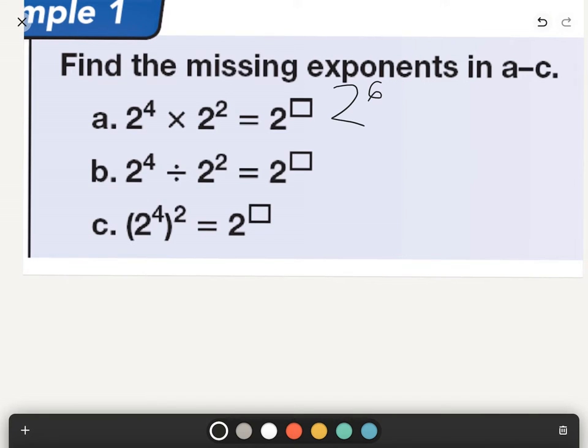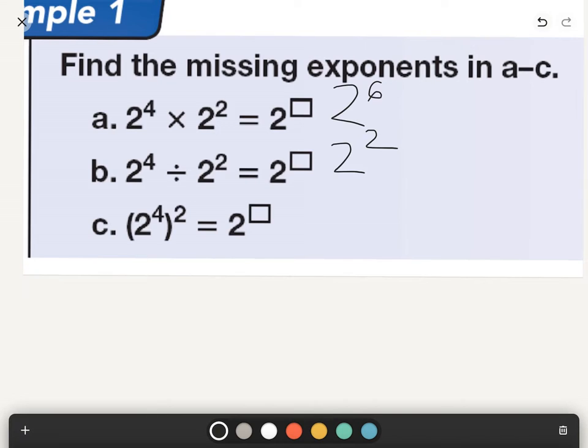All right, and then division being the inverse operation of multiplication. If we're dividing these, what would be the rule for that? Yeah, you subtract them. So in this case, it's 4 minus 2, getting us 2 squared.